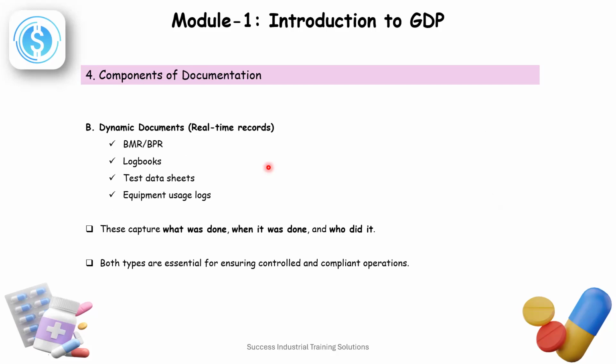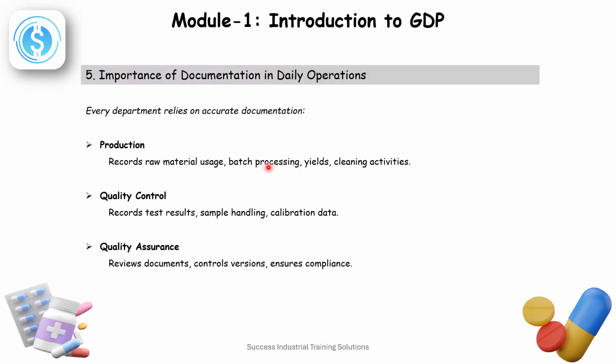Next are the dynamic documents. The second type, which we call dynamic documents, record what was actually done in real time during performance of the activity. Examples include batch manufacturing records, logbooks, test data sheets, and equipment usage logs. Both static and dynamic documents are essential to maintain GMP compliance in the pharmaceutical industry.